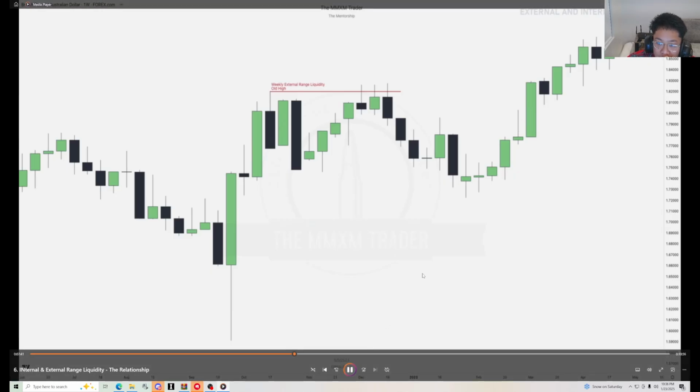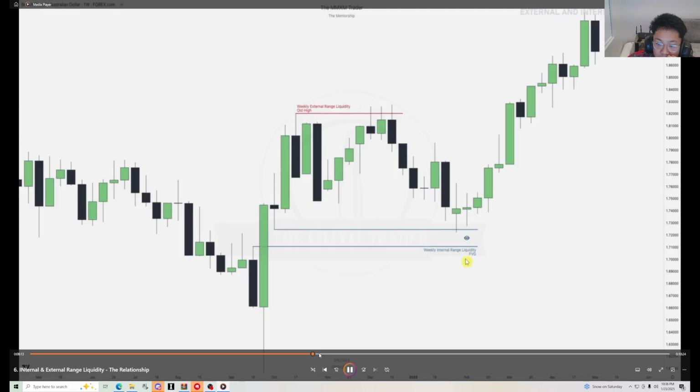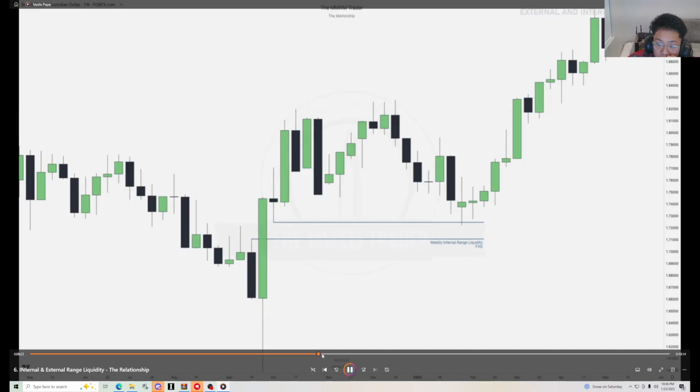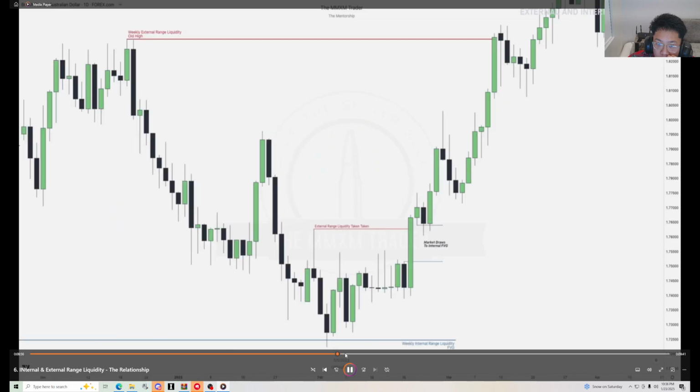The weekly chart over here, again, imbalance being present down here, this fair value gap, your eyes should immediately go there, right? Weekly internal range liquidity is going to go to external. It's simple as that. Internal, and looking at the daily chart, now we can see how we can frame our buy model.